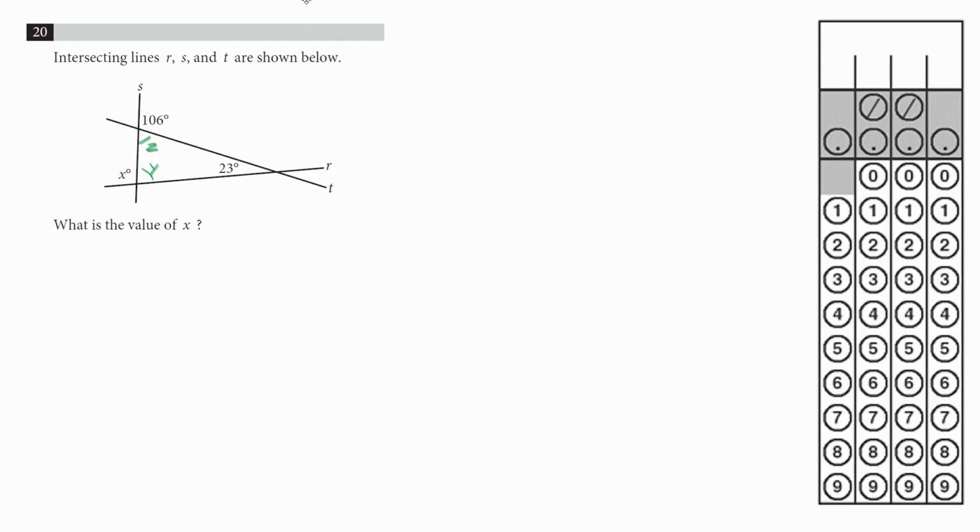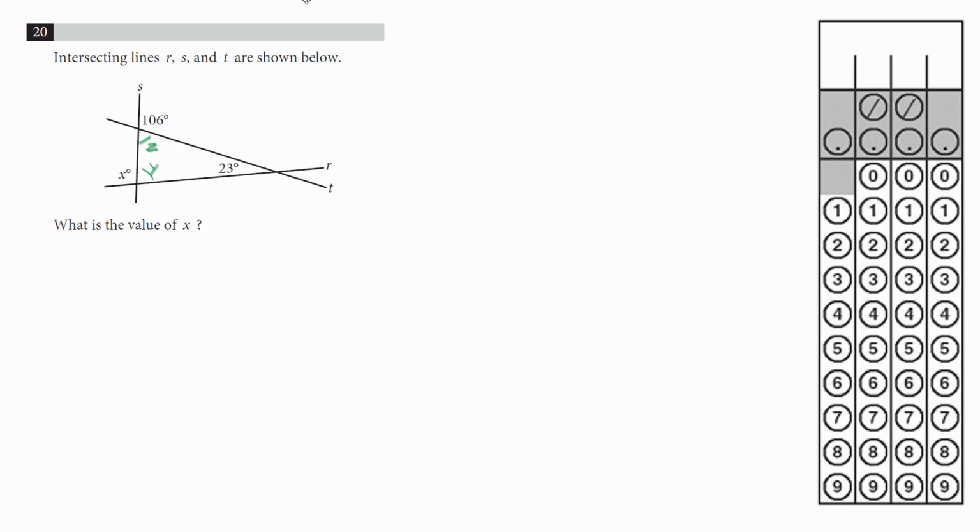X plus y, since they are both supplementary angles, they're going to add up to 180. 106 and z will do the same thing to add up to 180. The 23 internal angle plus z plus y also add up to 180. So we have several equations that we can use to solve for x. So let's see what we can figure out.